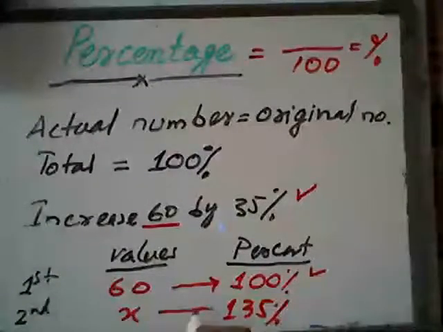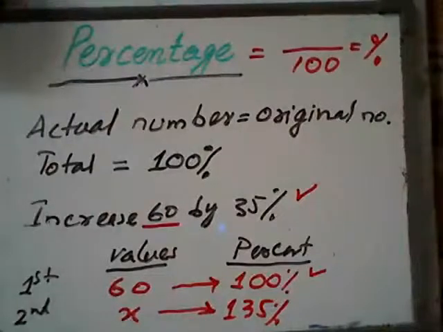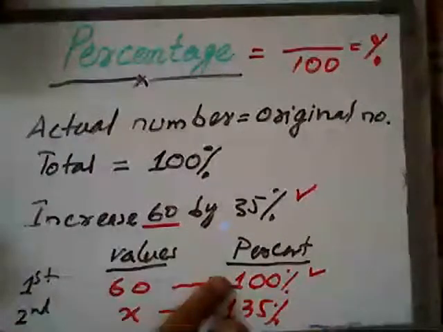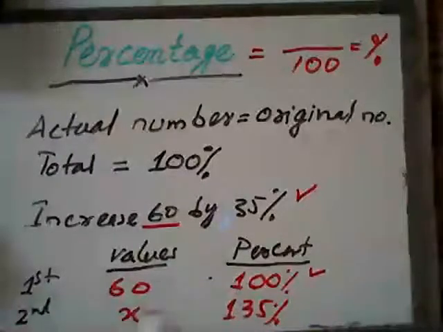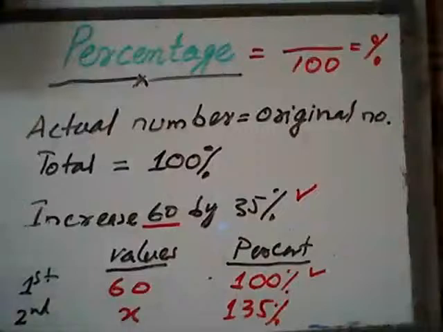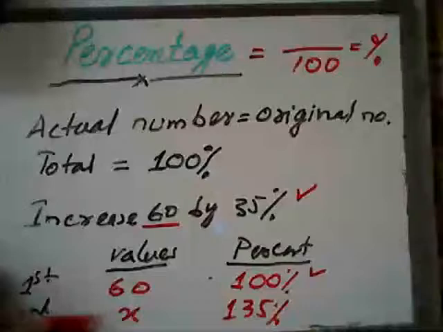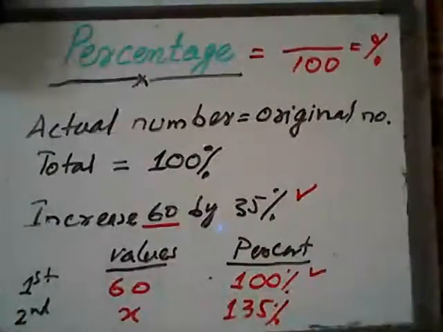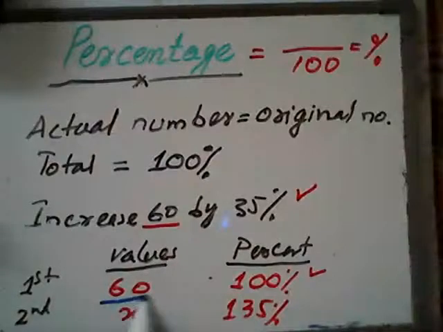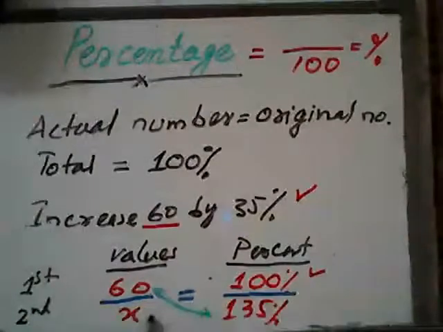Now, for these types of problems, we do cross multiplication. This is a ratio, about comparison. We did in yesterday's class that ratio is about the comparison of the same values, and percentage is also about comparing the same values. So we are comparing the same values here, and we do cross multiplication.